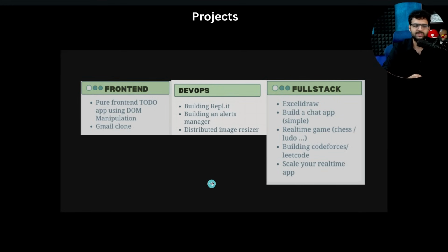Building an alerts manager, very similar to Better Uptime. And lastly, a distributed image resizer. If someone comes to your website and uploads a 1080p photo, how can you convert it into various sizes and store it on your object store?